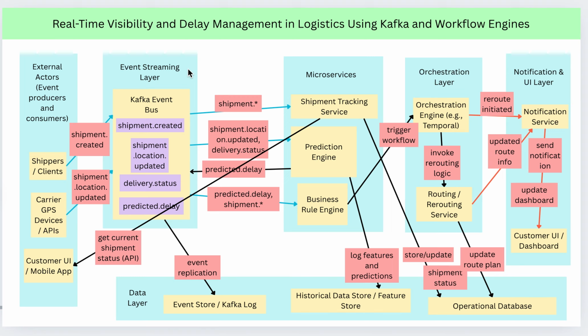Next, we have the event streaming layer, which has Kafka, and here Kafka acts as the central nervous system of this architecture. It has several topics: shipment.created, shipment.location.updated, delivery status, predicted.delay. These topics serve as buffers and brokers between producers, for example GPS devices, and consumers, for example tracking services.